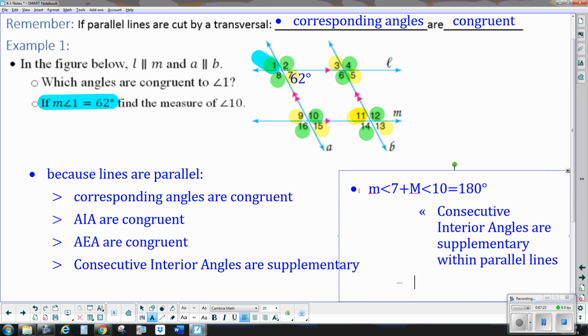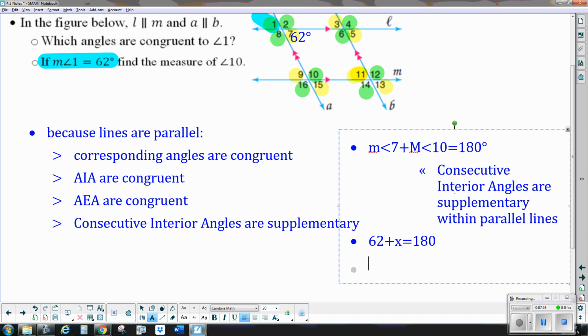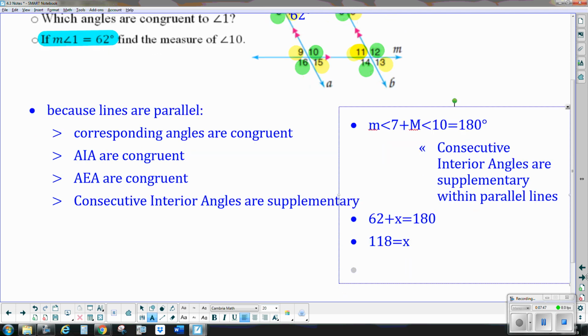Okay, so if I know that the measure of angle 7 is 62, 62 plus something has to equal 180. So if I subtract 62 from 180, I get 118. Okay, so therefore the measure of angle 10 equals 118 degrees.